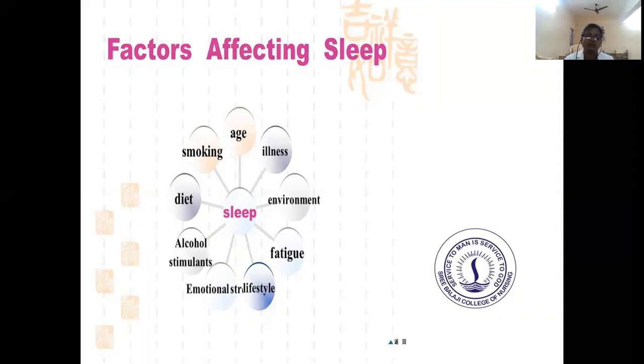Your lifestyle. If you are not following a normal sleeping routine at night, if you are taking your dinner at 11 o'clock at night, it's a change in your lifestyle. You are not able to sleep. Emotional. If you are having very emotional stress. Alcohol. If you are alcoholic, you are not able to sleep. Diet also. If you are taking a good diet, you will have good sleep. But if you are not taking diet properly, you don't get sleep.